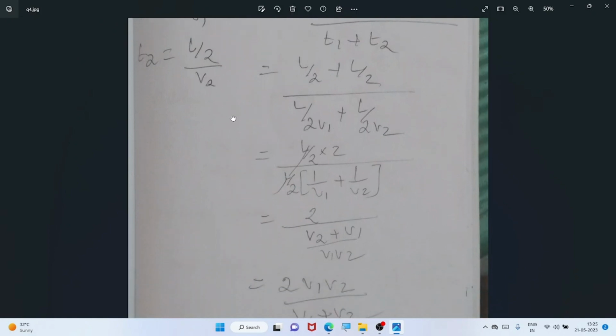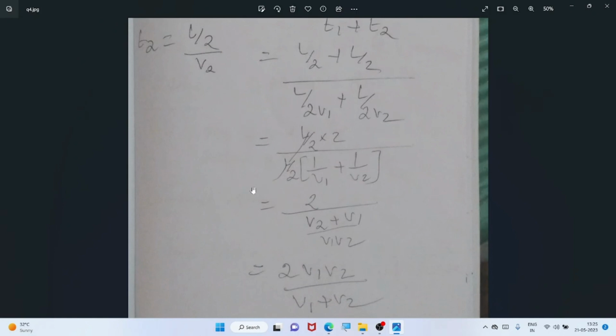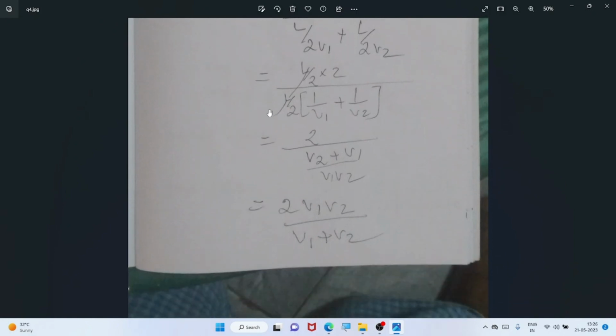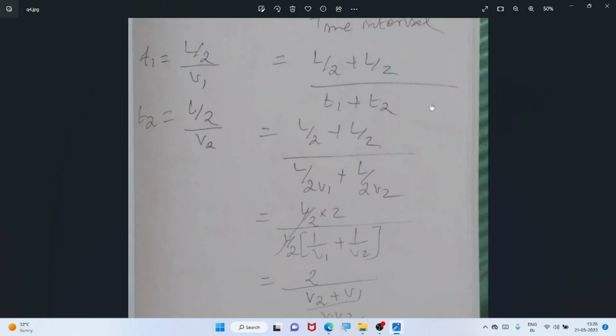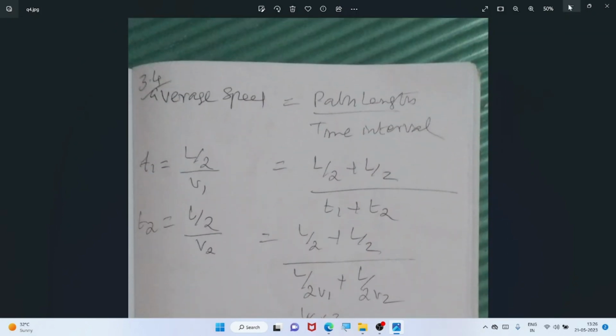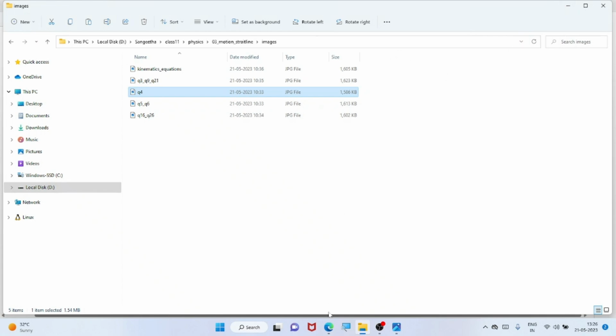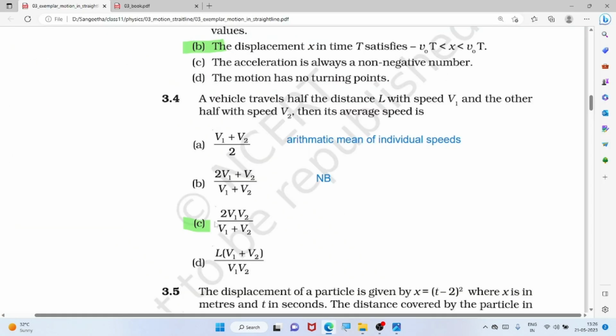Now we can take L as common, then you will get this equation. Finally we get 2 v1 v2 divided by v1 plus v2. This is the answer, the average speed.